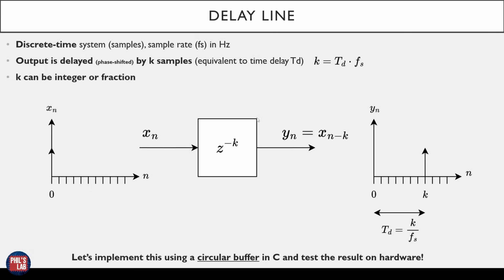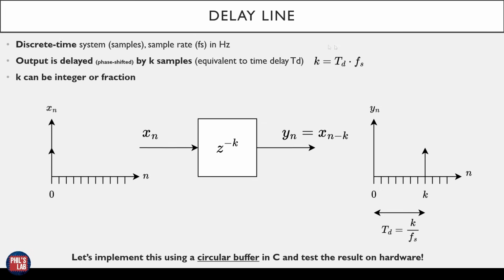The delay line in discrete time effectively takes a sample at its input, so x of n, feeds it through the delay line, and produces an output, y of n, which is simply a delayed version of the input. The output is exactly the same as the input, except the output is delayed or phase shifted, so to speak, by a number of samples. In this case, we'll say that k is the number of samples the output is delayed by.